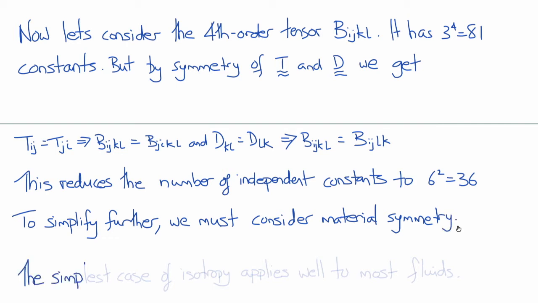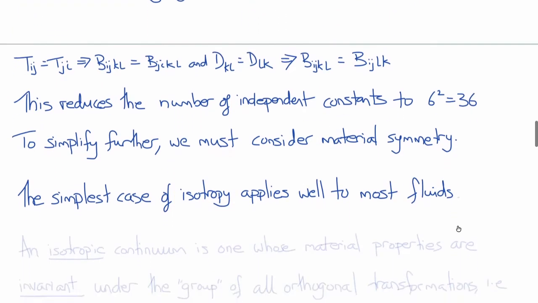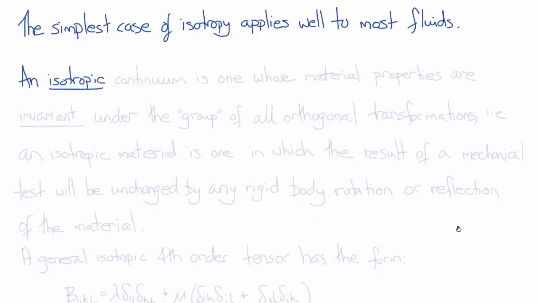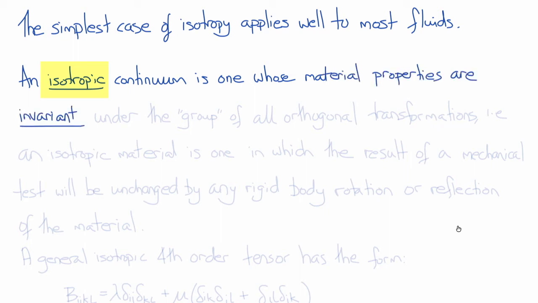Material symmetry describes the properties of the material as a function of orientation. The simplest case of material symmetry is isotropy, and it applies essentially to all fluids except some very unusual fluids like liquid crystals. An isotropic continuum is one whose material properties are invariant under the group of all orthogonal transformations.